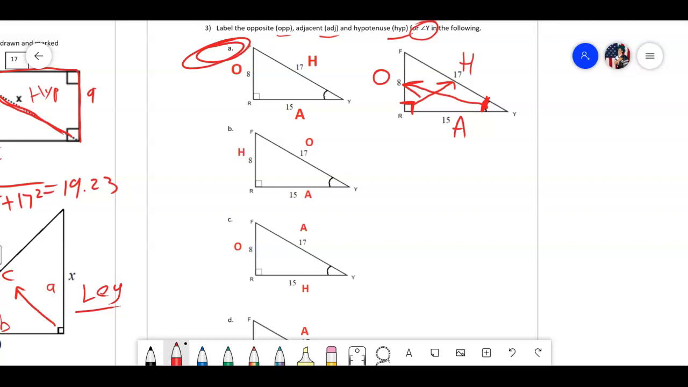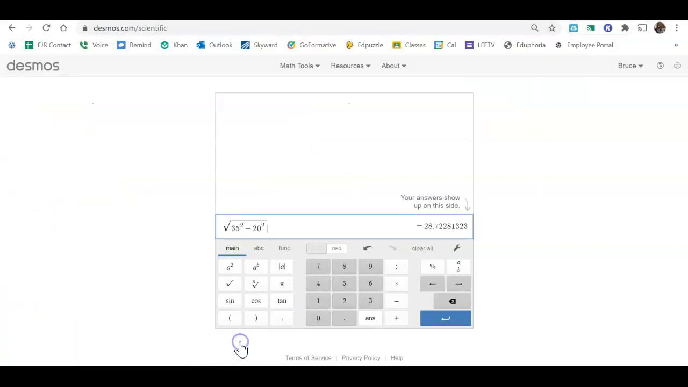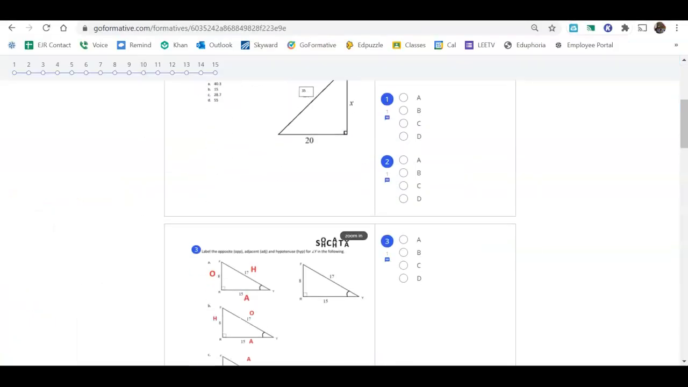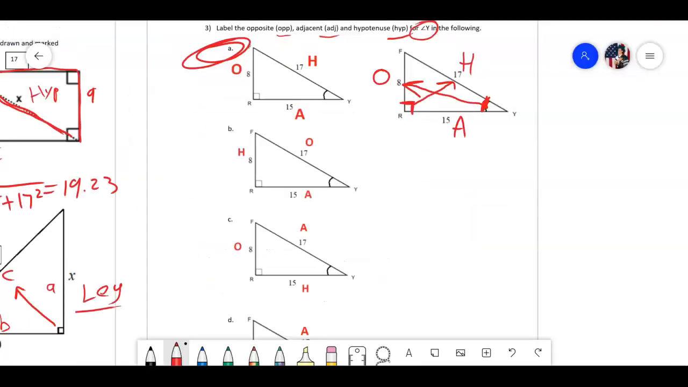Cool. And you can be putting all of these into your Go Formative as well. I know you can click in those, okay?